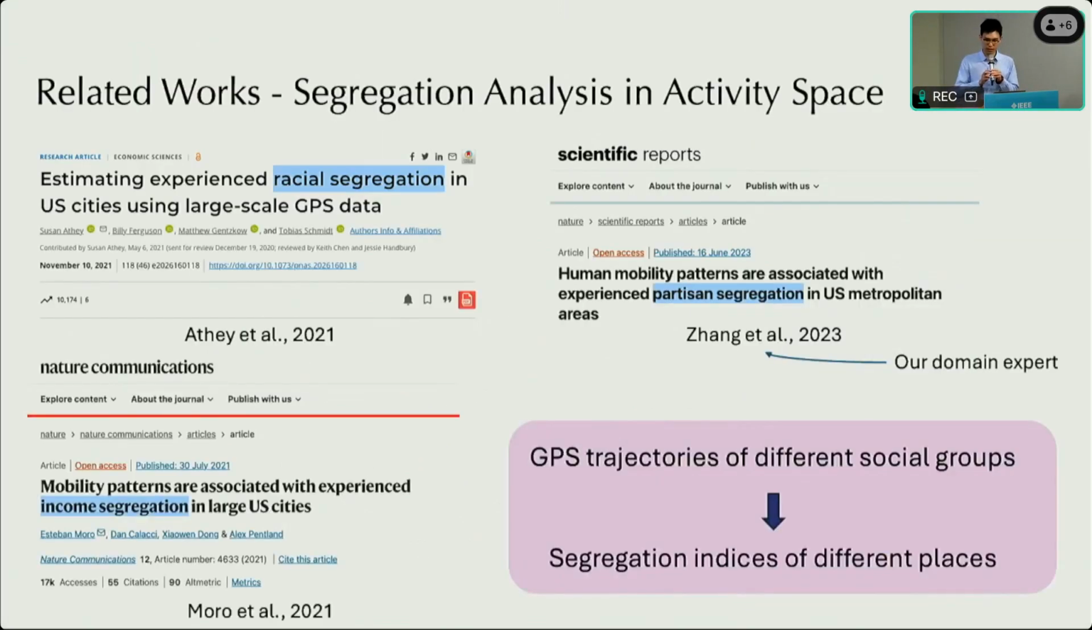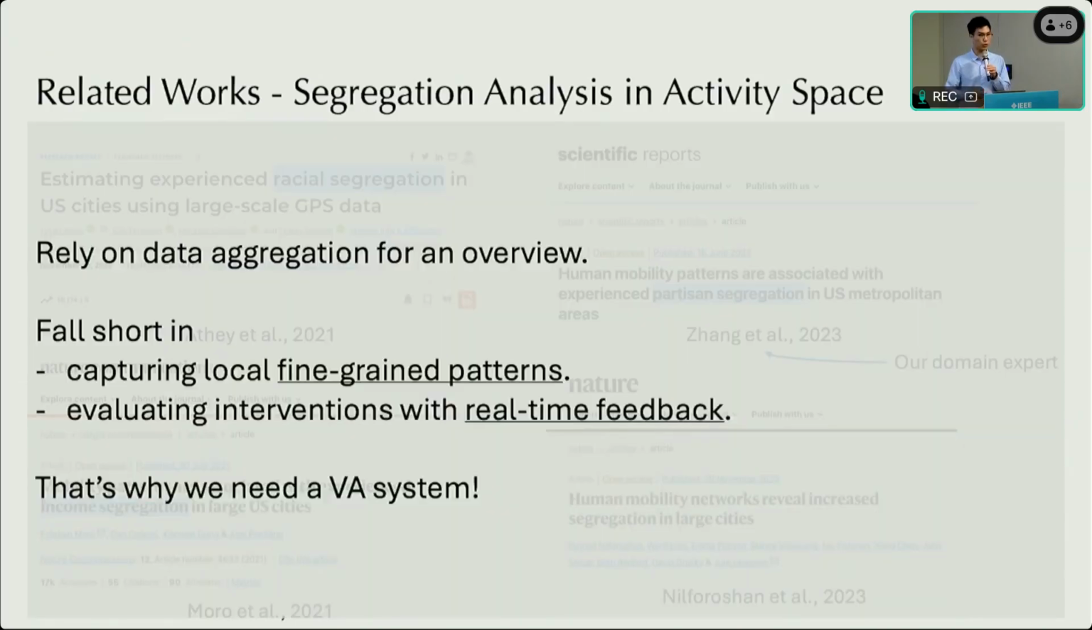Recent studies use GPS data to measure segregation in daily activity spaces by calculating indices for different places. This provides insights into how different groups interact or fail to interact. However, they often miss the local detailed patterns. They also lack tools to help policymakers evaluate interventions effectively. This is where visual analytics can help bridge the gap.